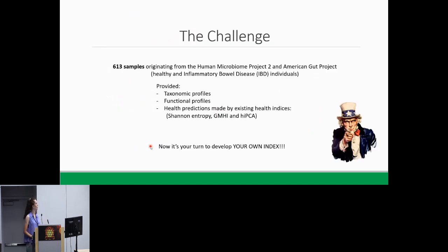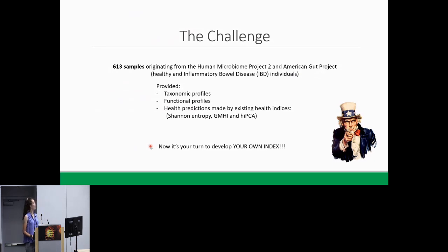So this is where the challenge comes in. As a part of the challenge, we provided 613 metagenomic samples that were from the Human Microbiome Project 2 and American Gut Project. The samples included healthy people and people with inflammatory bowel disease, or IBD in short. We provided taxonomic and functional profiles. Those were already pre-calculated by us with the bioBakery tools, HUMAnN and MetaPhlAn.